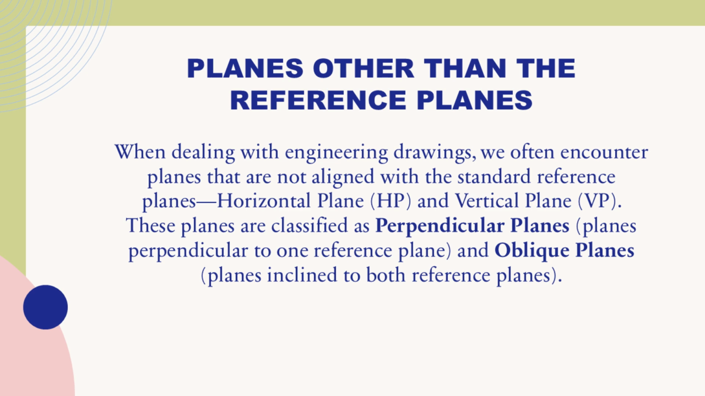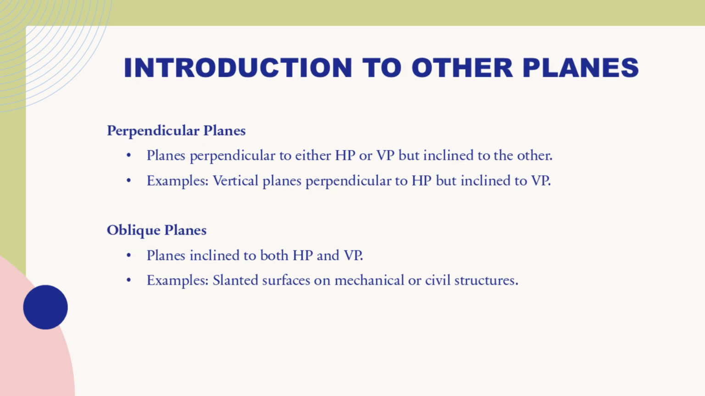Perpendicular planes are those that sit at right angles to one reference plane, but are inclined to the other. Oblique planes, on the other hand, are inclined to both reference planes, creating more complex geometric representations. Let's dive into the world of non-standard planes in engineering drawings.